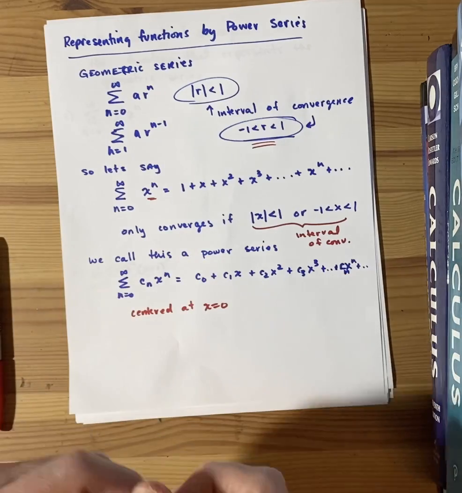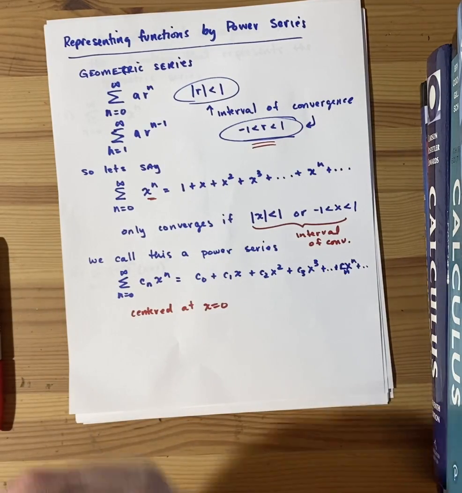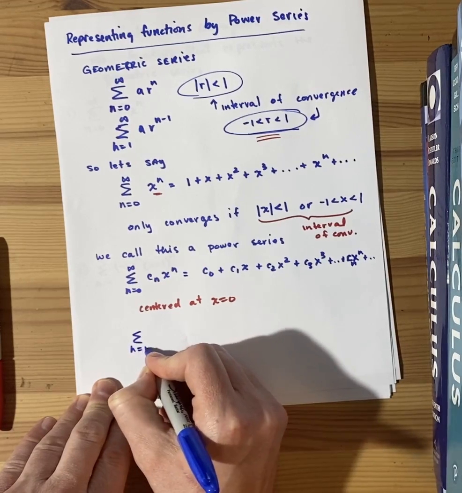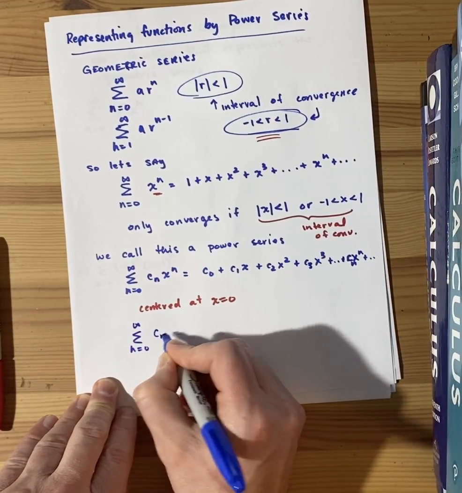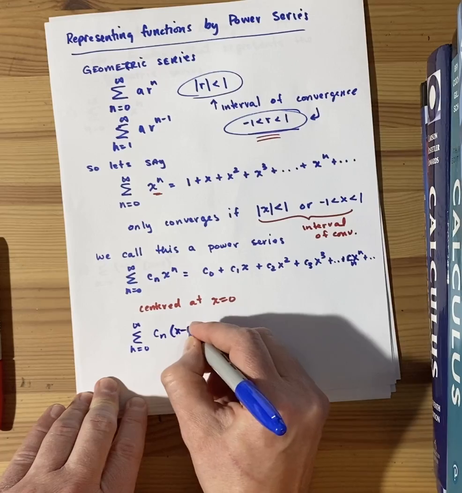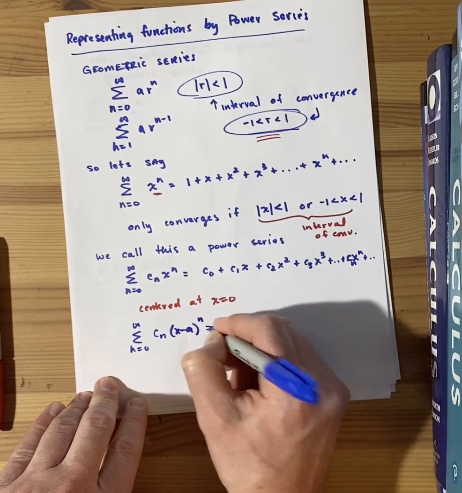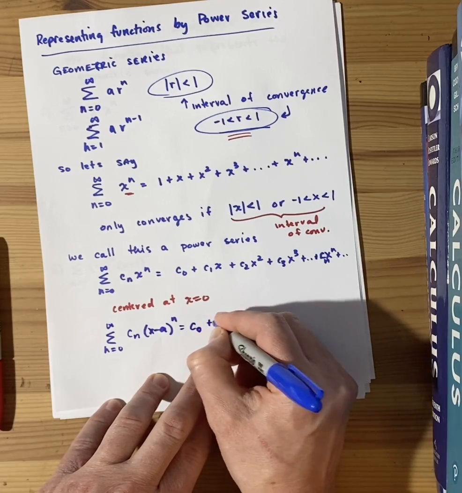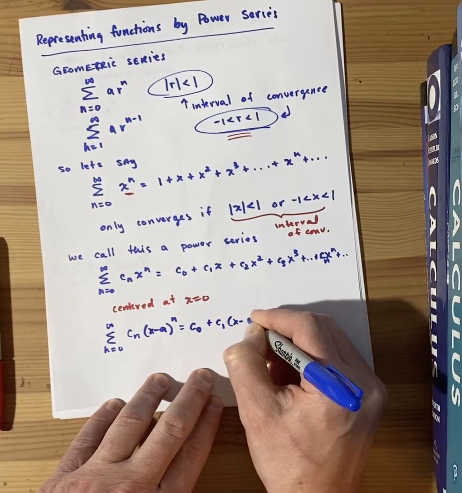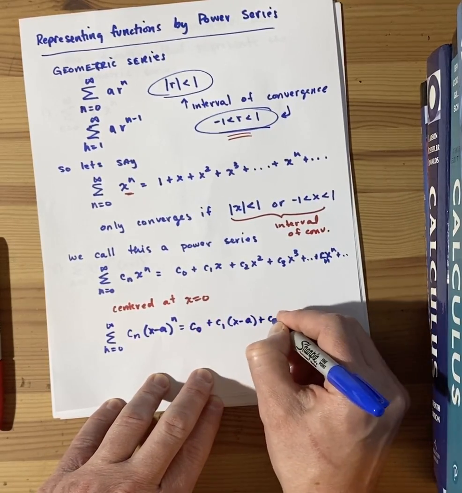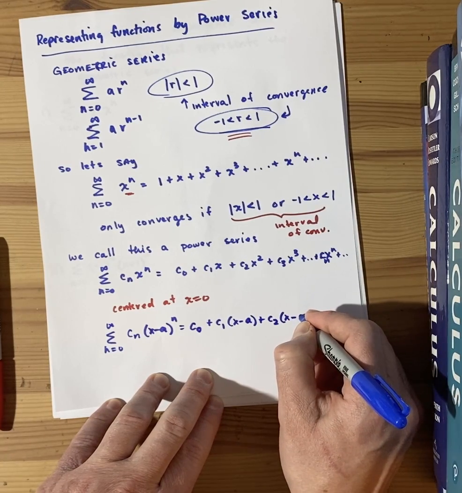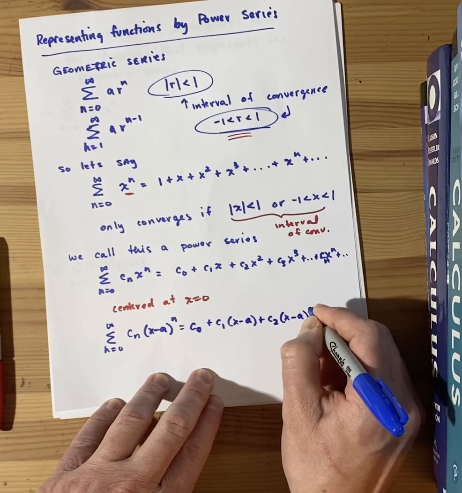Now you could have it centered at a different place, right? So say it would be just written a little bit differently, where you have c sub n and then x minus a raised to the nth power. Now there's no real difference here. You still start with that first term. The difference is going to be that you have that a included into your sequence and series.